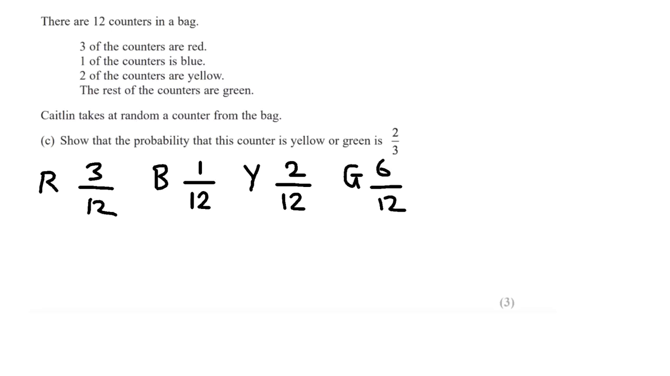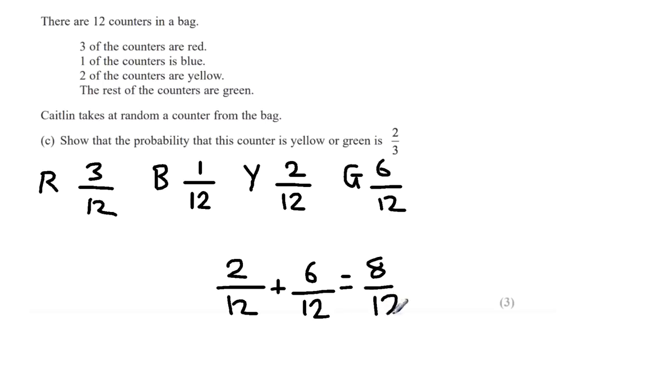Now it says, show that the probability of selecting a yellow or green counter is 2 over 3. So what we need to do is add the probabilities of yellow and green together. So 2 over 12 plus 6 over 12 equals 8 over 12. We can simplify this by dividing the numerator and denominator by 4. So 8 divided by 4 is 2, and 12 divided by 4 is 3. So that's our answer.